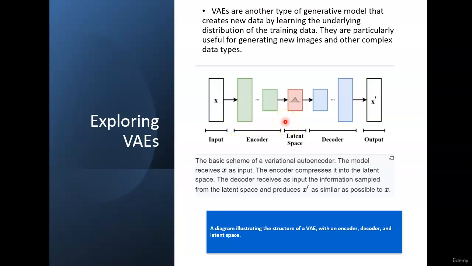VAEs are powerful, particularly useful for tasks like generating images, text, and other forms of complex data. They are often used in applications that require creation of new similar examples from a dataset, such as generating new models, new product designs, or synthesizing new data for training AI models. The sample diagram is illustrating here the encoder, decoder, and the latent space.